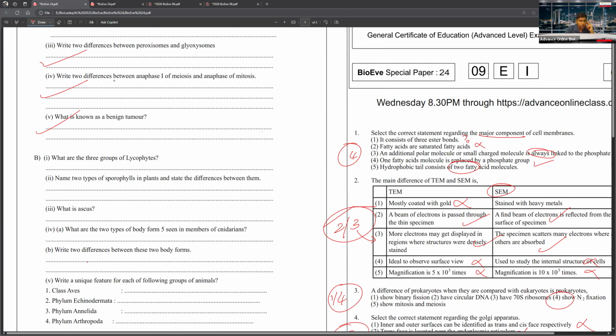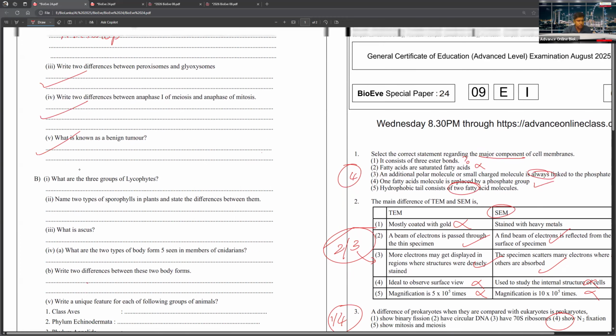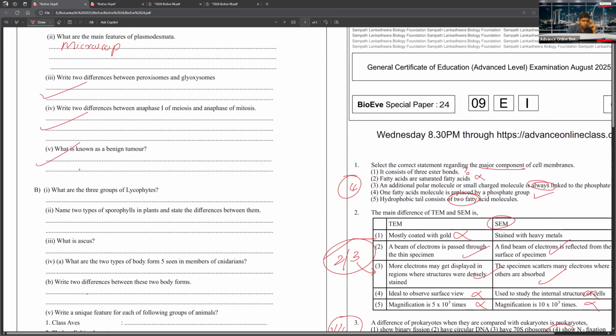Next, what are the three groups of lycophytes? That question is wrong, no? Two groups of lycophytes, two groups, no? What do you call them? Club mosses and spike mosses. We'll take it like that.